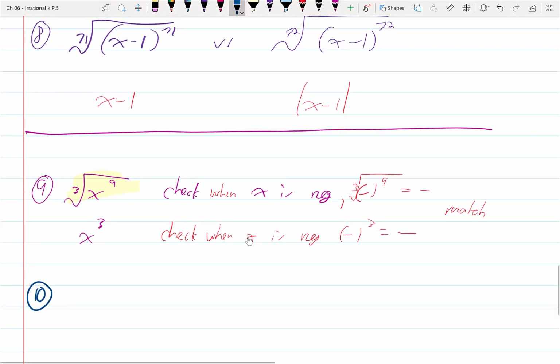Let's try this with another one so you can get this idea going down. Let's do the cubed root of x to the 6th.